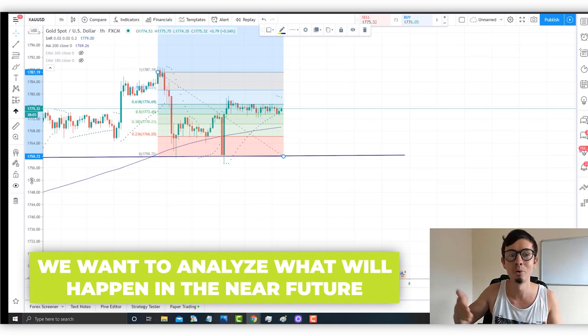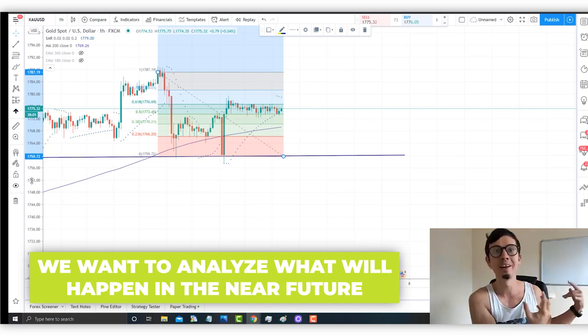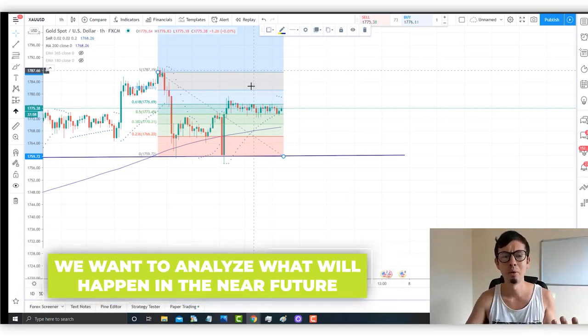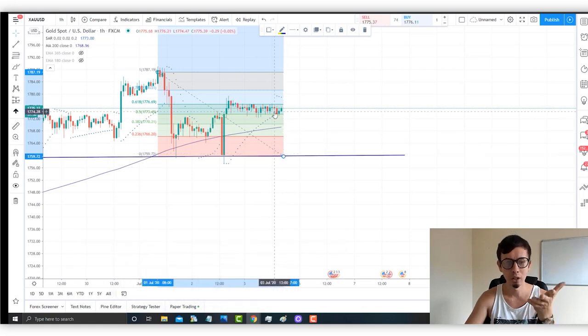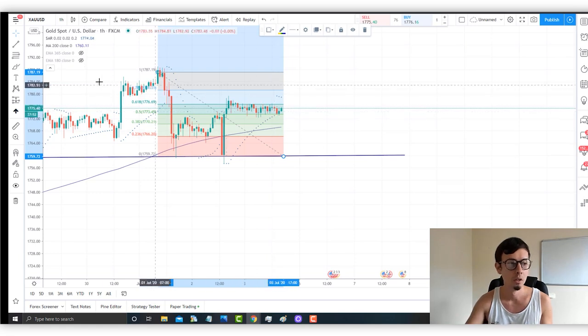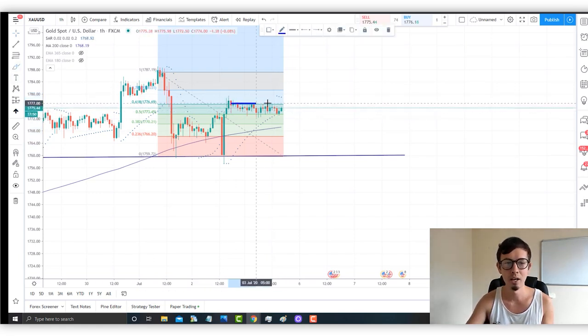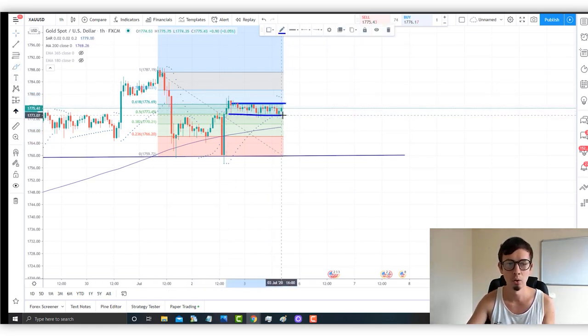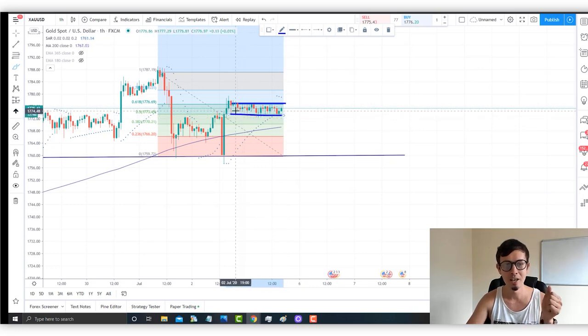We don't want to analyze what already happened. Man, I hope it makes sense. So we let it go to the last candle. So what do we see by simply looking at the hourly chart and Fibonacci? We clearly see that this is our really nice resistance, really nice support, okay? And that's where the price has been playing around since yesterday, okay?